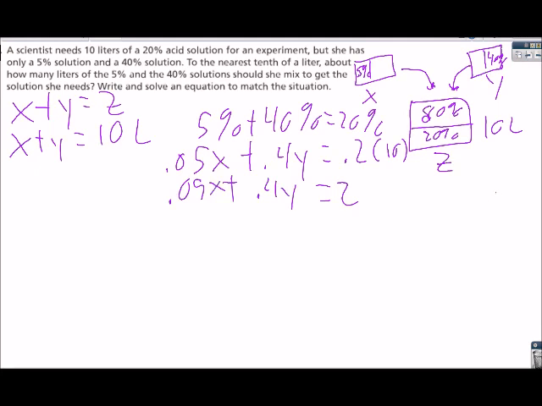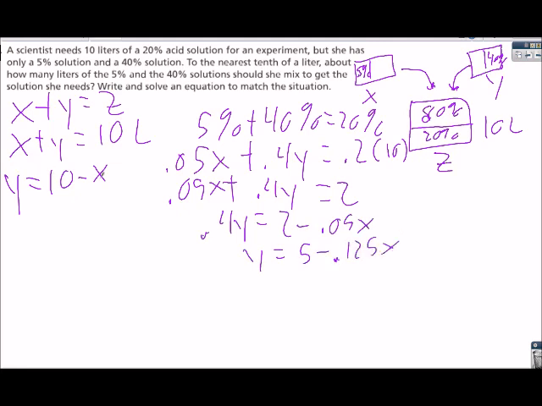The next thing I'm going to do is I'm going to just get one of these letters by themselves. So I'm going to subtract X from both sides, and I have Y all by itself. And then I'm going to do the same thing over here. I'm going to get Y by itself by subtracting this X and dividing by 0.4. This is useful as Y equals and Y equals. I can put the equals to each other. Because I had 2 unknowns, Y and X, and 2 equations, by putting them together, I have 1 equation now and only 1 unknown, and it makes it so I can solve for X.